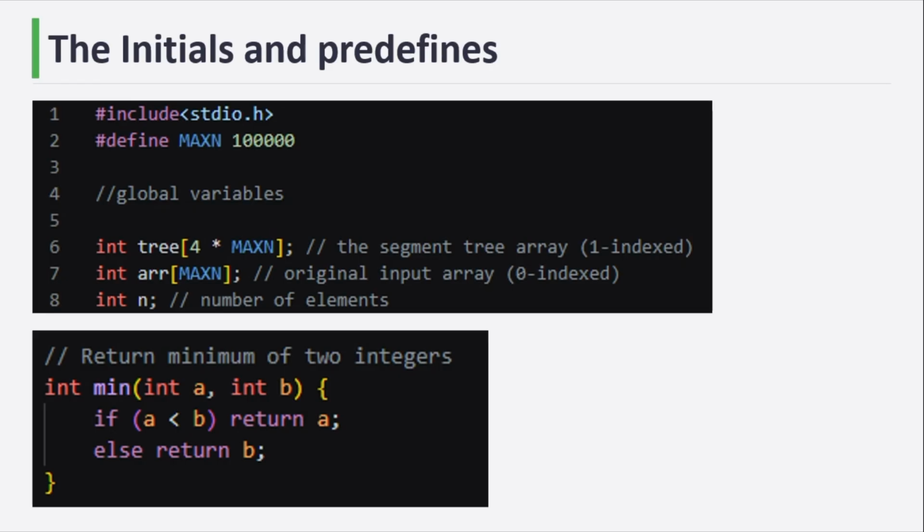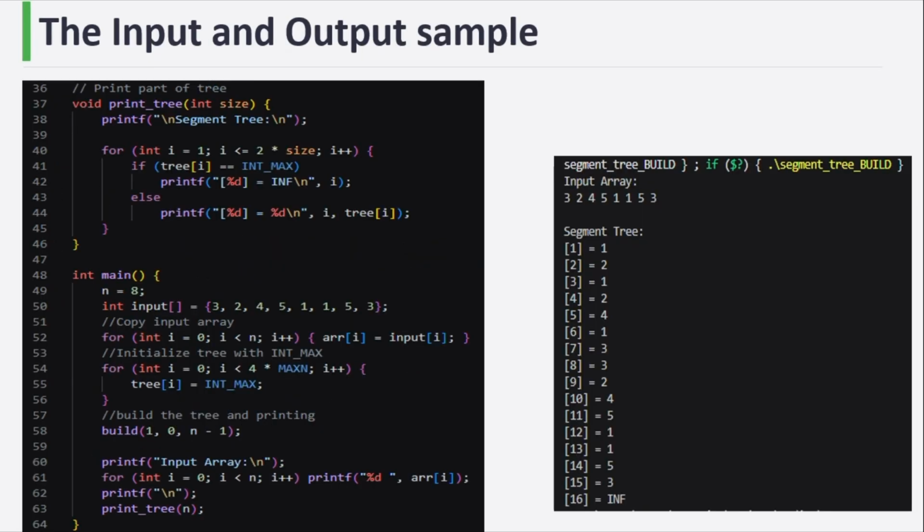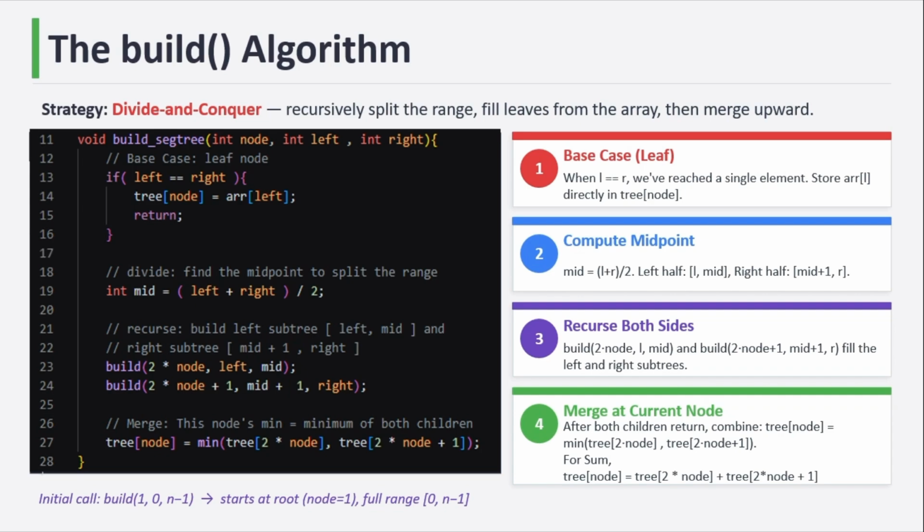These slides show the initial setup of the segment tree in code, declaring the arrays, reading the input, and the sample input and output to illustrate what the tree is supposed to compute. Now let's look at the actual code, the build function that takes three parameters: the current node index, and the left and right bounds of the range it covers.